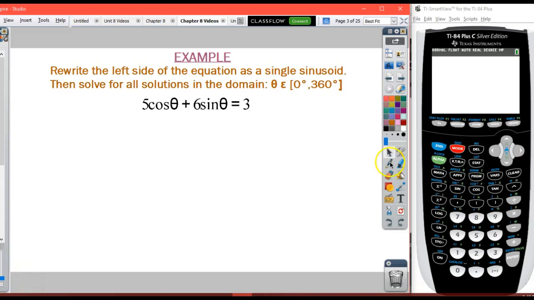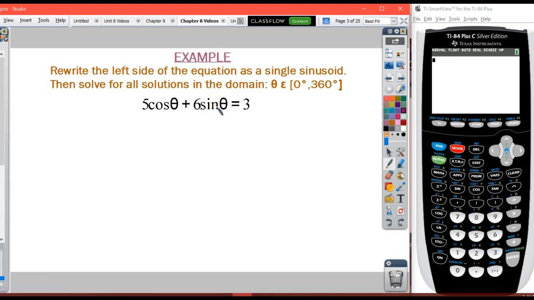In this problem, we're asked to find all of the angles between 0 and 360 degrees that satisfy this equation. So as this equation is right now, it's not solvable. We haven't gone over any techniques that would allow us to solve for theta since we have two different trig functions. And so we know that we're going to have to rewrite the left side.